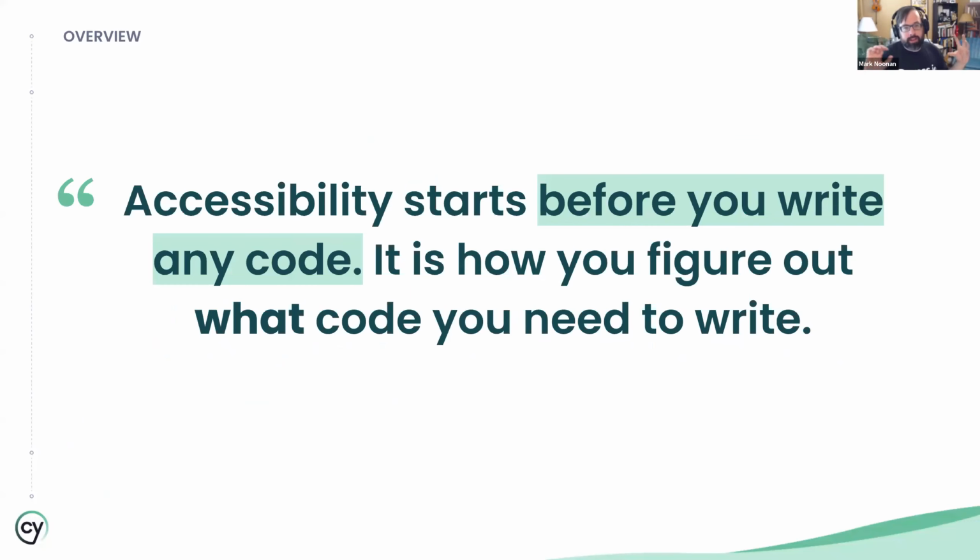So to summarize this, I would say accessibility starts before you write code. It's how you figure out what code you need to write. If we think about testing, sometimes we think about test-driven development, and that's very much a case of: what's the behavior I want to see? Okay, define a little piece of that behavior. Now, what is the code that satisfies that test, that makes it pass, that implements the behavior?